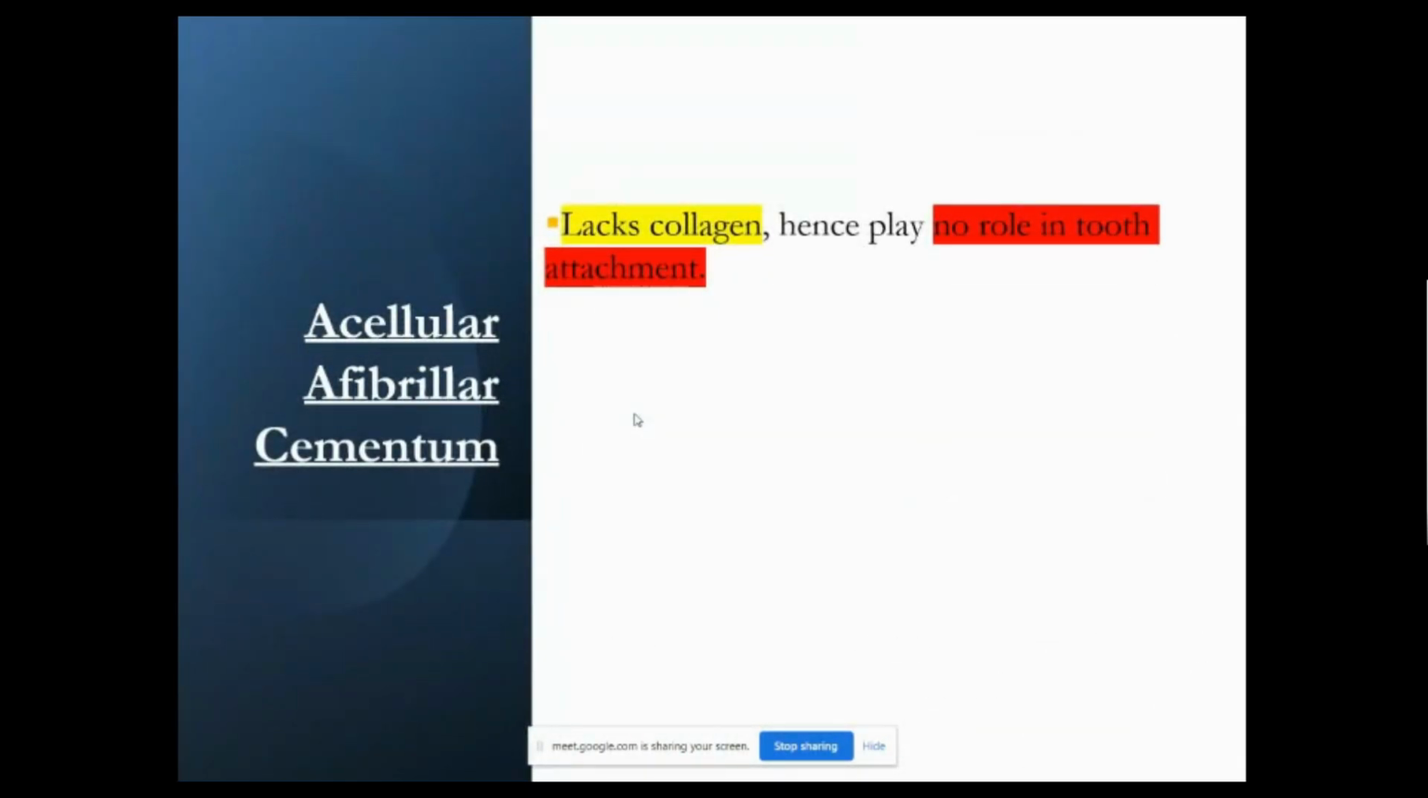Let's discuss a few types. So acellular afibrillar, you already know there are no cells and there are no fibers. This lacks collagen. Collagen makes up a very important component of all your hard tissue, especially dentin and cementum. And that's the reason why this type of cementum does not play any role in the tooth attachment, because it cannot withstand the stresses, the occlusal stresses or the masticatory load.